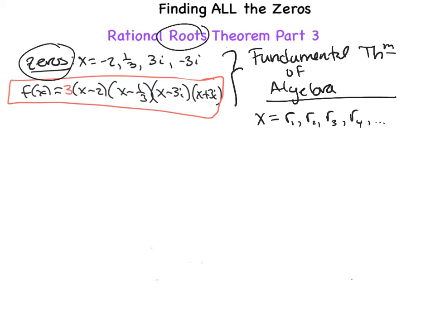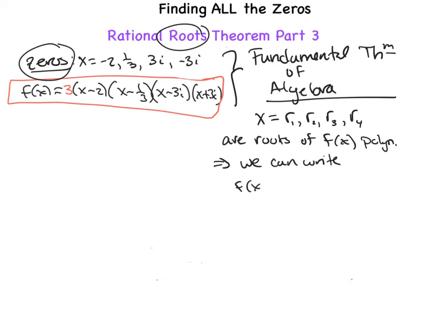So if we have, in this case, let me erase that last part. If we have 4 roots, let's say, for a specific polynomial, so r roots of the polynomial f of x, then we can write f of x equals some leading coefficient, whatever that might be, we usually use a, times x minus r1, x minus r2, I'm going to run out of room, x minus r3, and x minus r4.